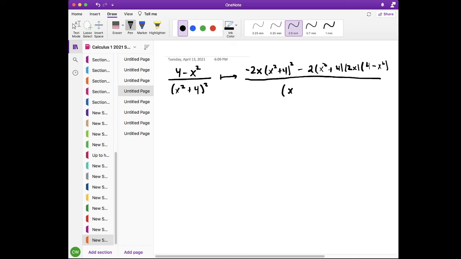What's the power of the denominator? X squared plus 4 to what? It's the fourth power, right? Okay, can you simplify this? Should you go right to expanding it, or should you simplify first? How can you simplify this expression before expanding all this and giving yourself a headache?